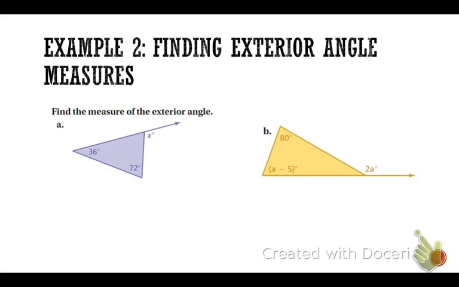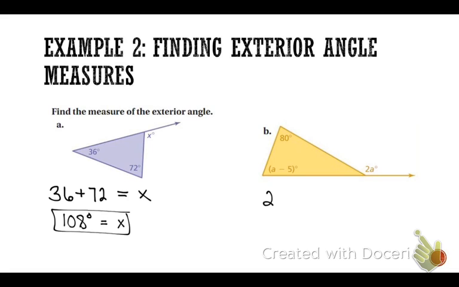All right, so we have x equals 36 plus 72. I just wrote it the other way, but it's the same thing, okay? This exterior angle will equal the sum of the two non-adjacent interior angles. So what's 36 plus 72? 108. 108 equals x. That's it.